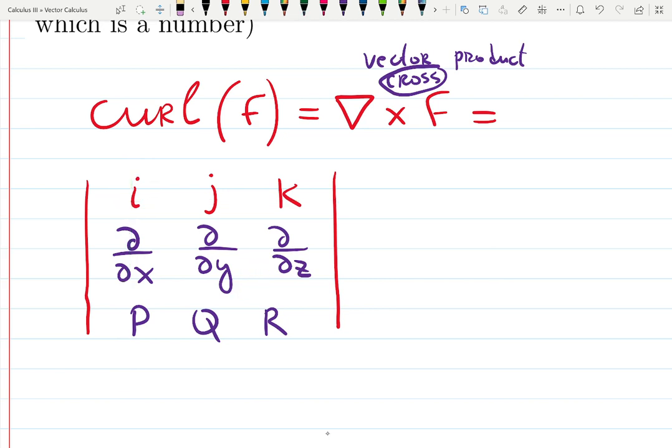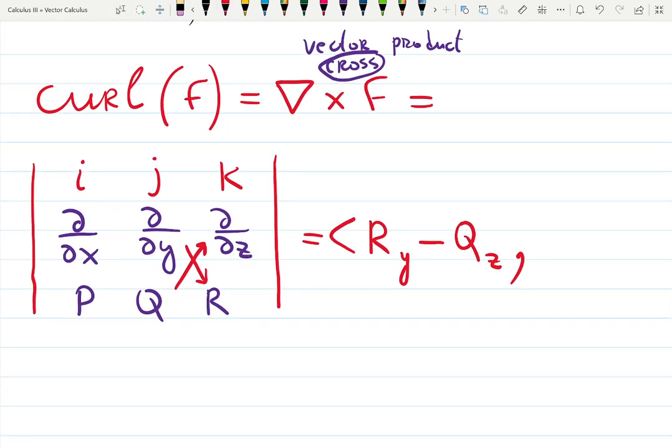After all, it becomes this. It's a vector, remember that. Let's see. R differentiated with respect to Y. You see my arrow goes like so. Minus Q differentiated with respect to Z. That one goes first because it's corresponding to I.